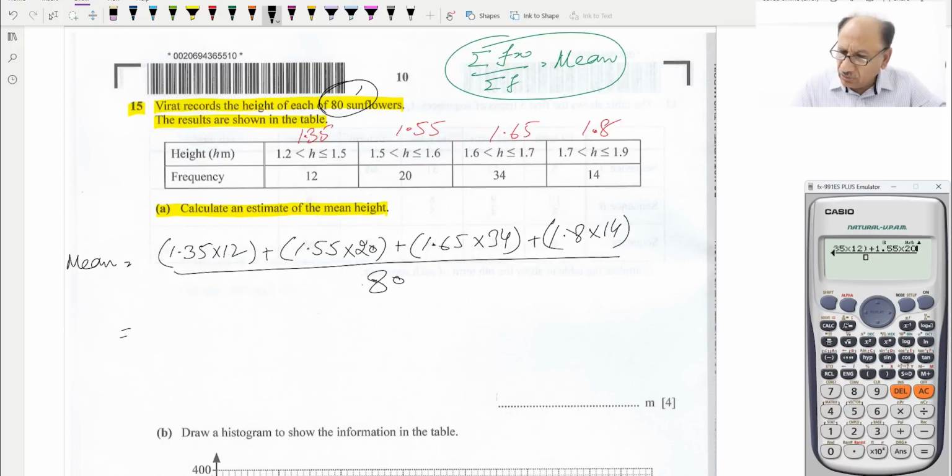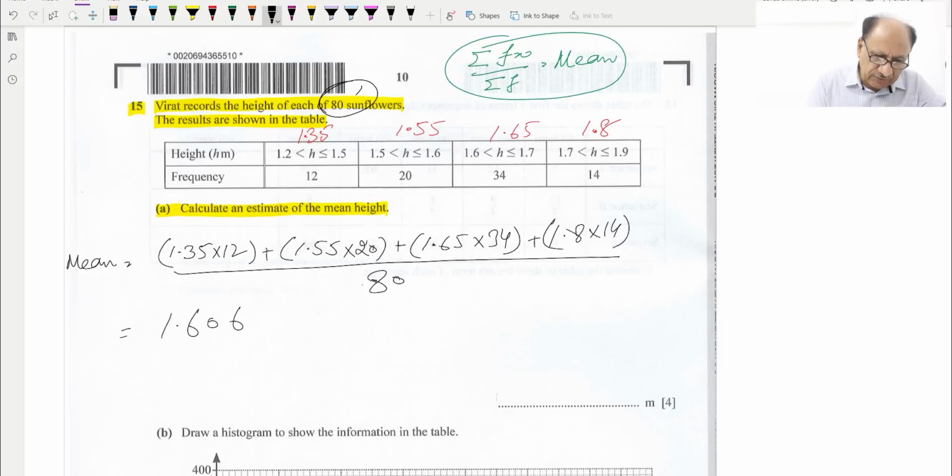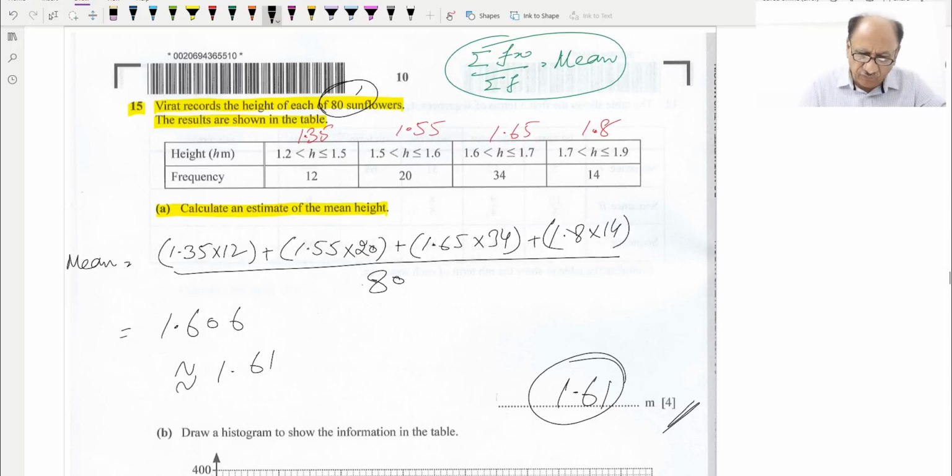You can put brackets or without brackets, this will work: plus 1.65 multiply by 34, and plus 1.8 and multiply by 4. We have to do this lengthier calculation carefully, otherwise there will be a mistake and we'll have an issue again. So 1.606, and up to 3 significant figures it will be 1.61. So 1.61 will be our final answer, and this is for 4 marks.